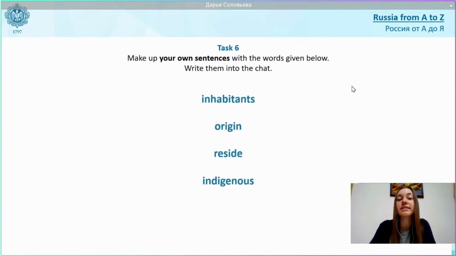So, and now let's look at the next task. In this task, I offer you to make up your own sentences with the words given below. There are only 4 words, and please, after our class, write a few sentences into the chat with the words inhabitants, origin, reside, and indigenous. You can make up your own sentences. You can write all of them in one sentence. Or you can write 4 sentences or 3, but in one sentence you'll use 2 of them. So, but I ask you to write a little bit.